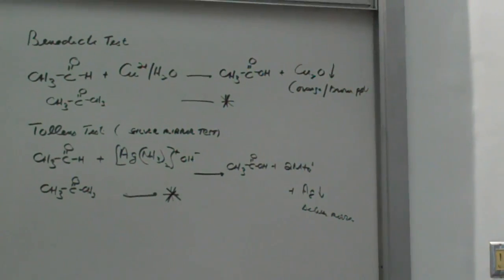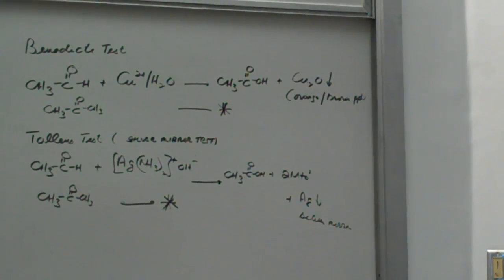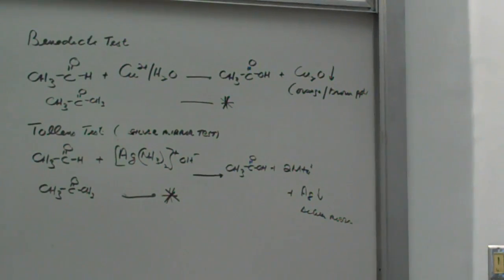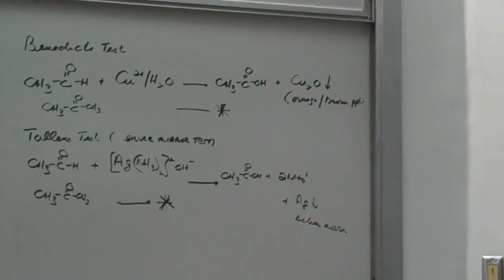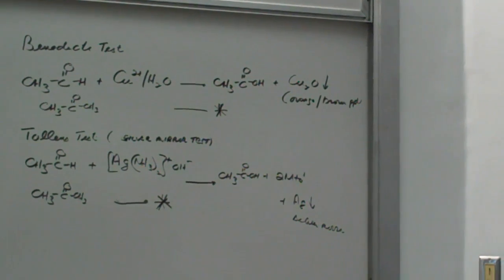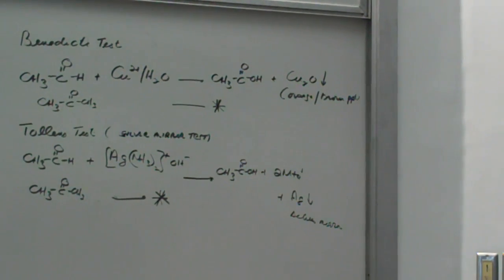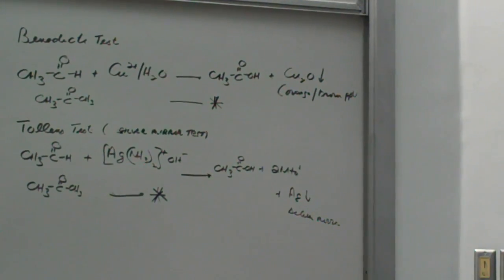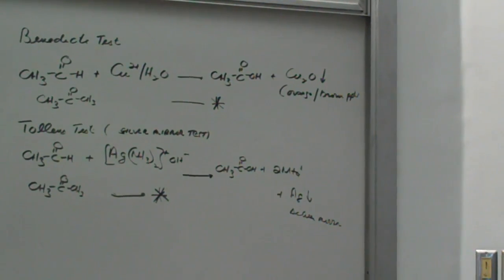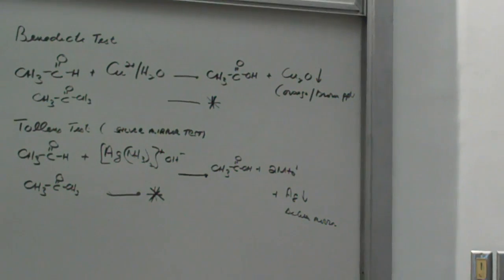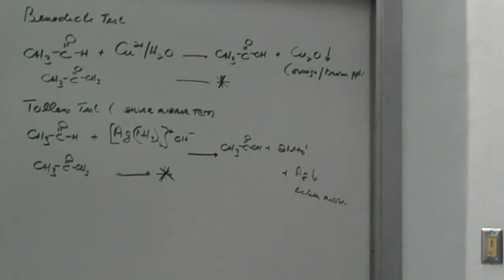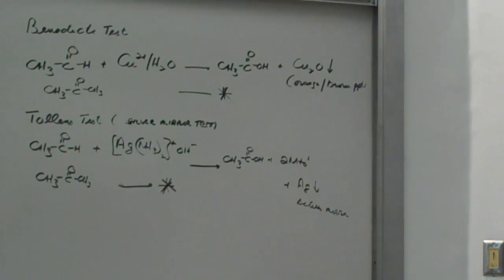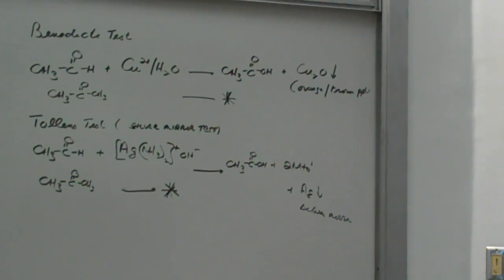So the Benedict's test and the Tollens' test are two tests that we can clearly use to show that an aldehyde is a good reducing agent, whereas a ketone is not. So therefore, it's also a test which we could use to distinguish between the aldehyde and the ketone, bearing in mind that they don't react the same way. So that's very, very important.